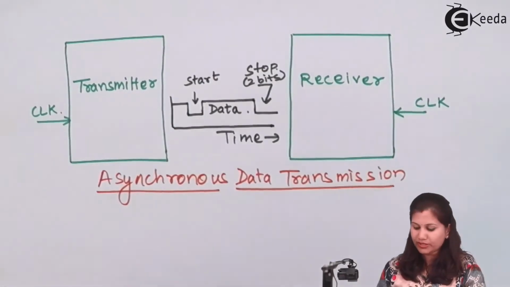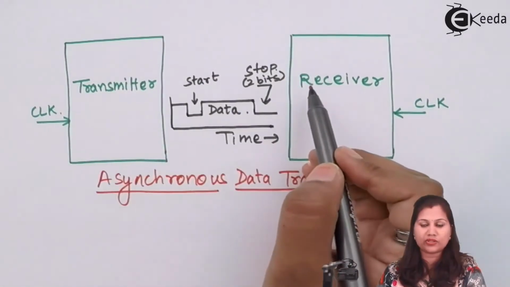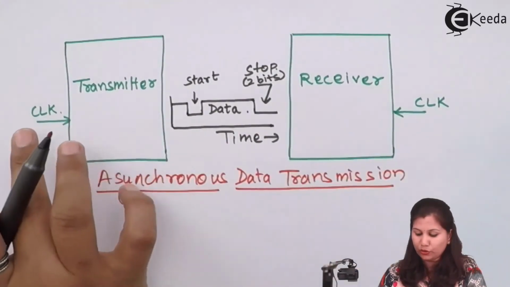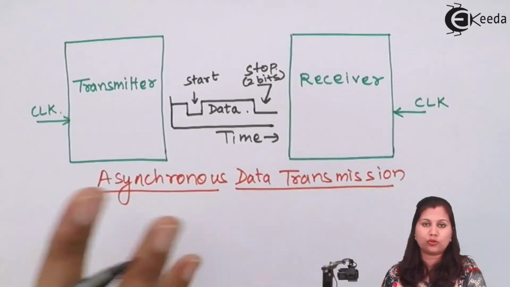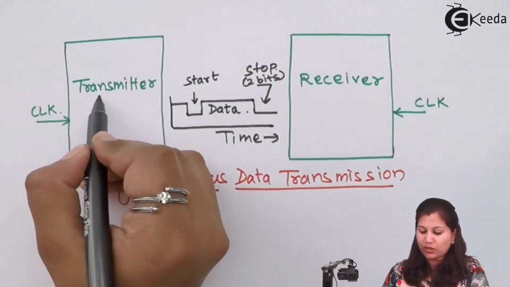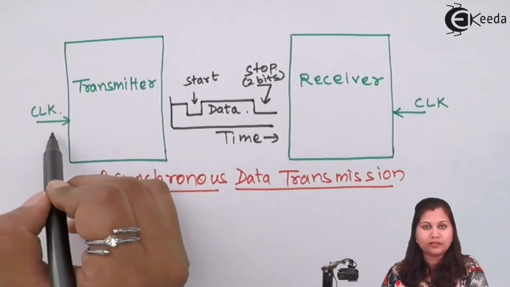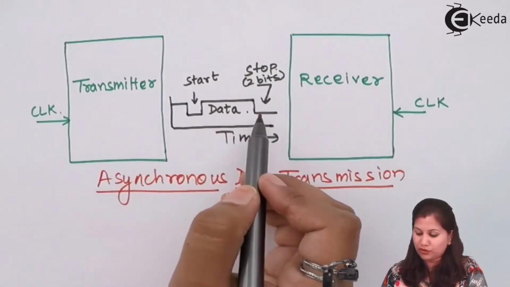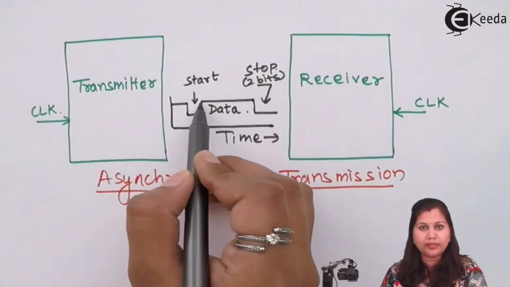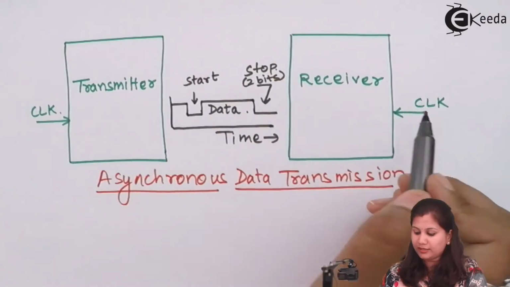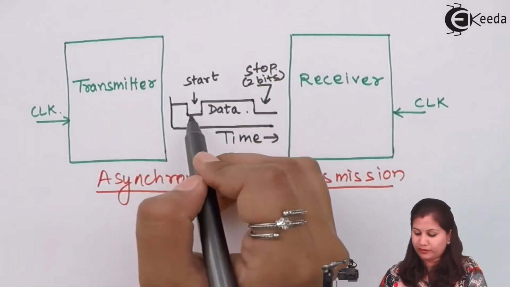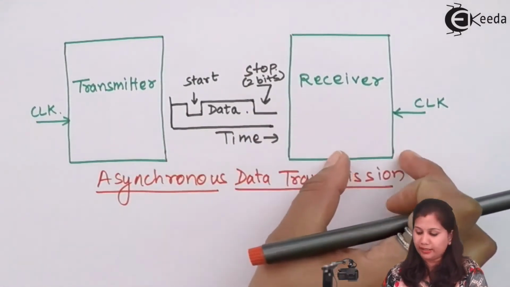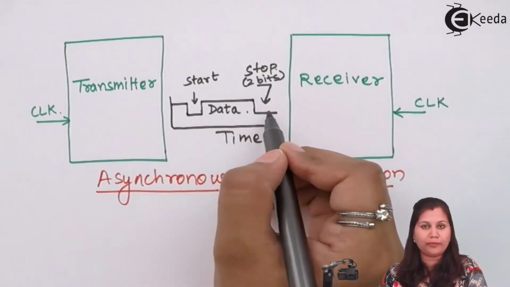If we draw the diagram for asynchronous data transmission, suppose this is the transmitter and this is the receiver. They will have separate internal clocks of their own. There is no similarity between these clocks, no commonness. The transmitter will use its internal clock to determine where it has to start the transmission. First it will send the start bit. The receiver uses its internal clock to find the falling edge of the start bit, then it will read the data, and again stop bits are there.